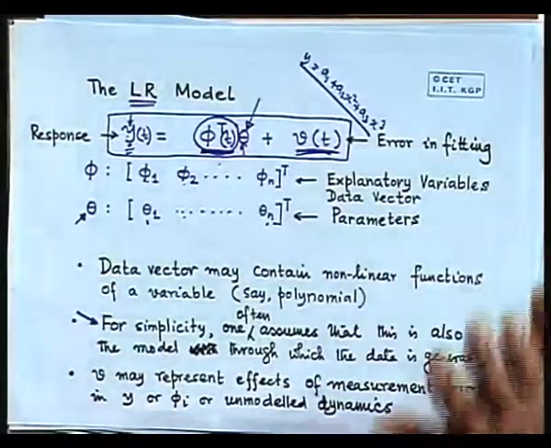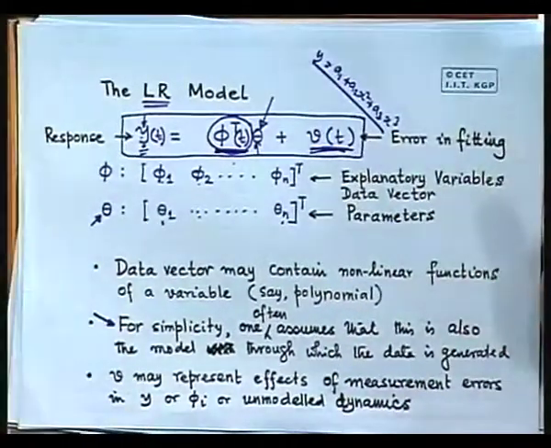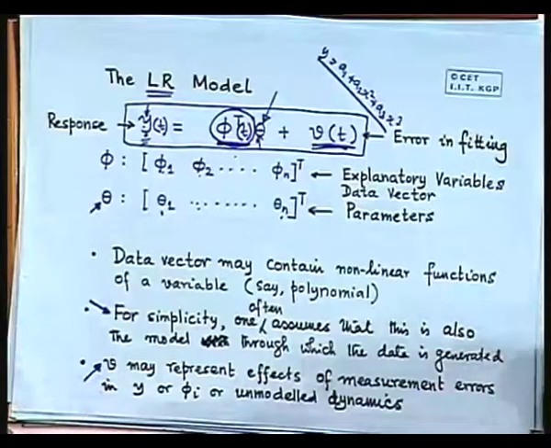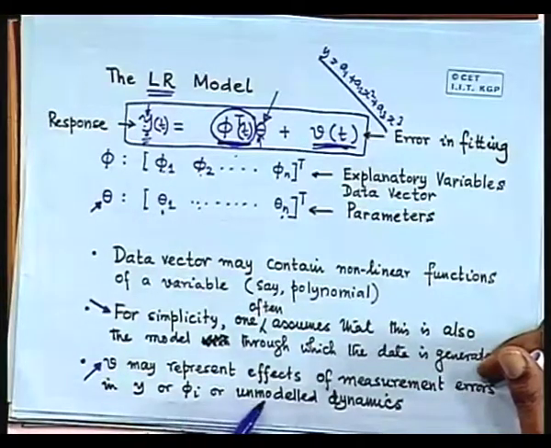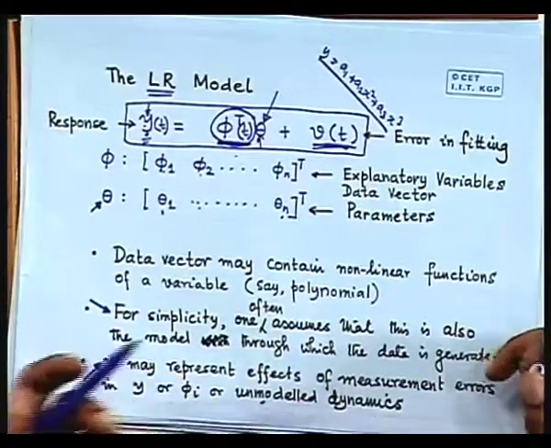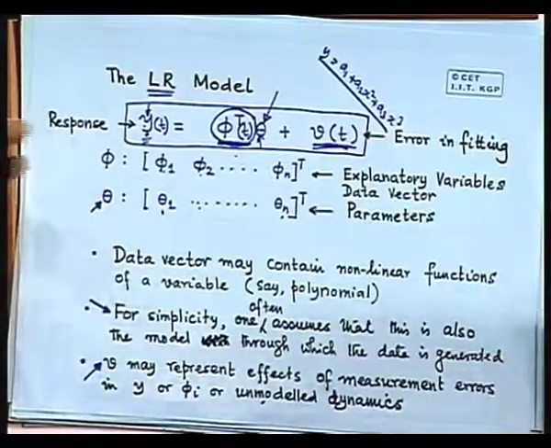These things should be clear right in the beginning, because sometimes they get mixed up because they are the same forms of models. So you don't know which one you are using. Are you using the true system model, which is unknown, or are you using the estimated model? You must be able to distinguish between them. V may represent effects of measurement errors in y or phi, and it will affect various kinds of things like the unmodeled dynamics or your estimation inaccuracy. So many things will come.